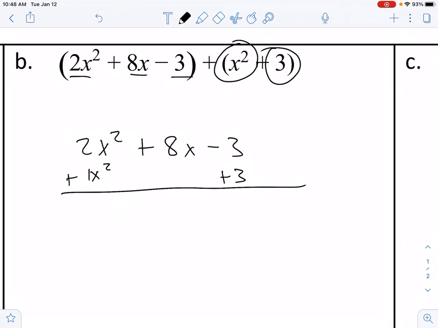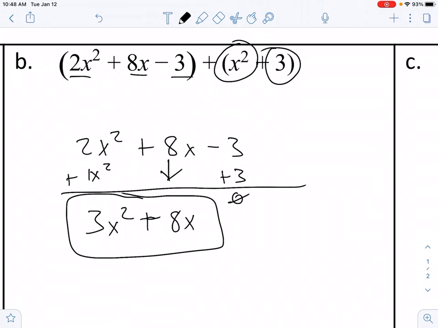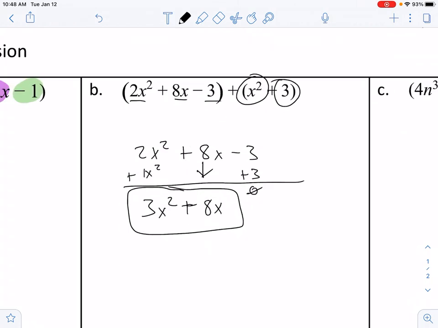And now I can combine these. So 2 plus 1 is 3. 8x didn't have anybody to add with, so it just stays positive 8x. And a negative 3 plus 3 is 0. They cancel each other out. I could write plus 0, but it's not really necessary, right? Because I don't have to point out there's nothing there. So this is our final answer there, combining those ones.